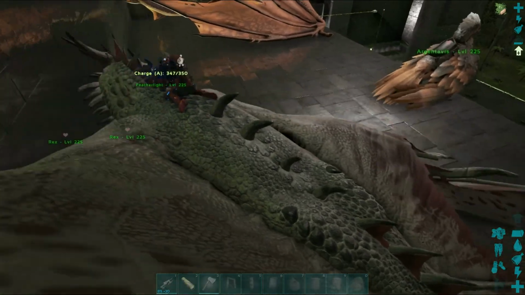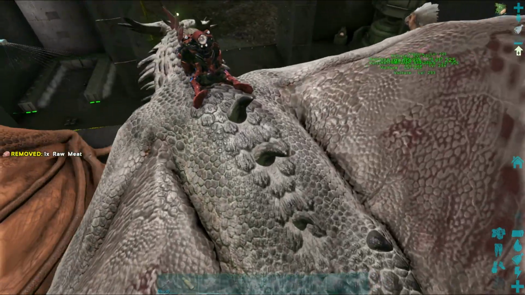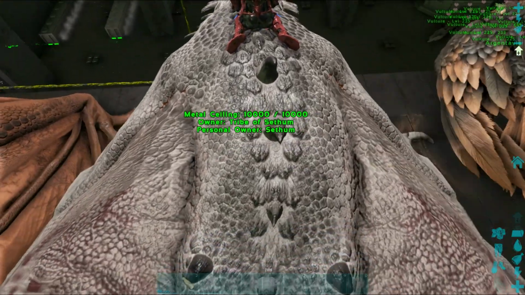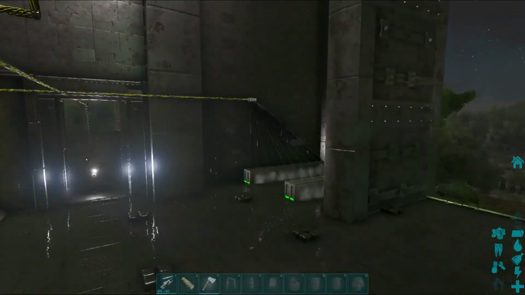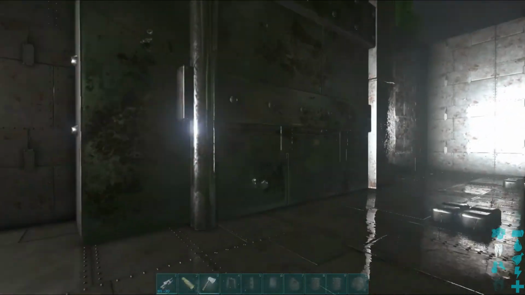Okay, so with all that out of the way, let's get into the incubation of eggs. All of the eggs in the game have a specific temperature that they incubate at, and you can use standing torches, campfires and other sources of heat to generate the appropriate temperature for incubation.